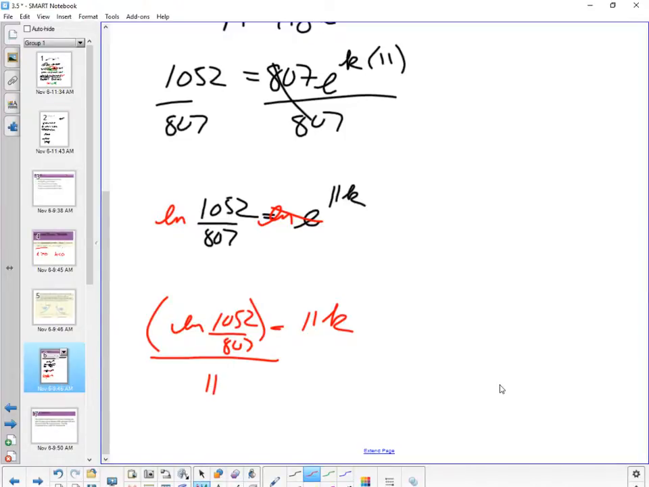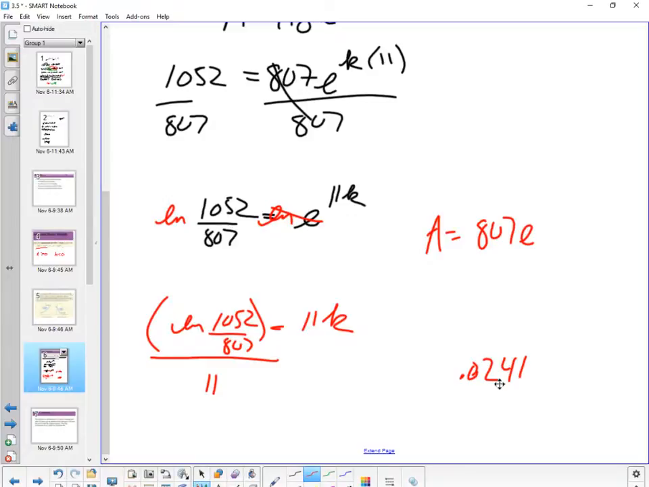So now we can go back to our formula, and we can go A equals 807 e to the, what number is this? Go ln 1052 divided by 807, and then take that number divided by 11. 0.0241. That's good. Can I get a second on this? Are you just voting or did you verify? I did it. I got it. Cool.